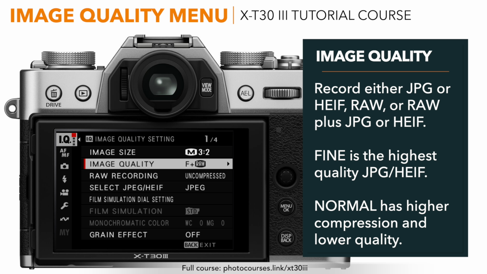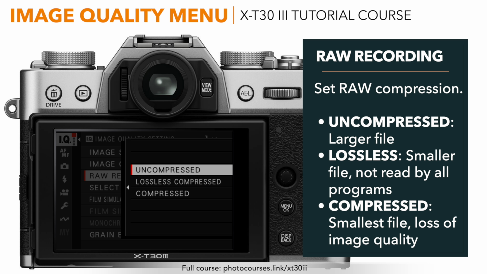RAW recording sets the compression of your RAW files. If you don't want to compress your RAW file at all, choose uncompressed. It will give you a larger file size, but guarantee that it can be read by any image reader. Lossless compressed uses a proprietary algorithm from Fujifilm, which manages to compress a RAW file into a much smaller file size, almost half, but without losing any image quality.